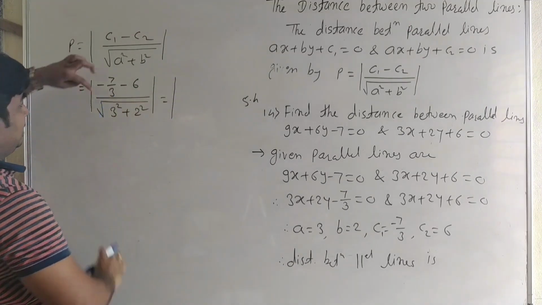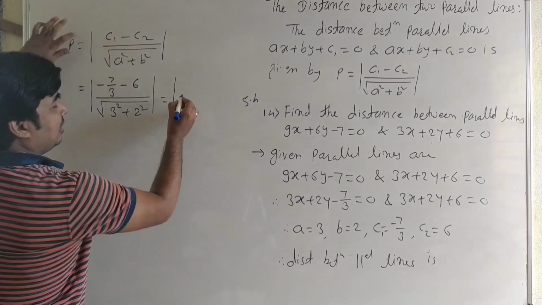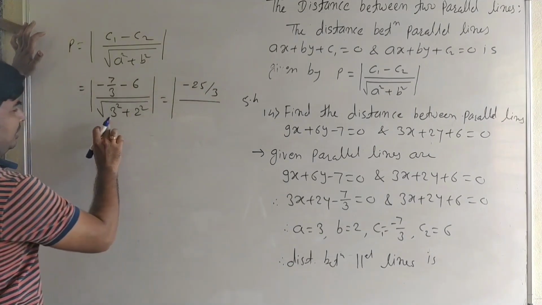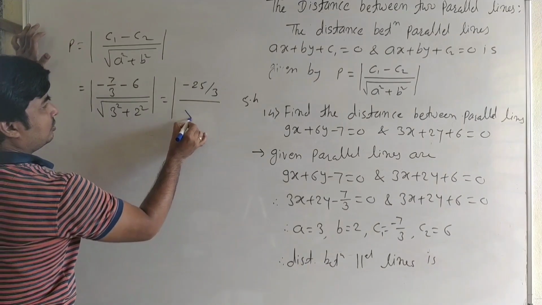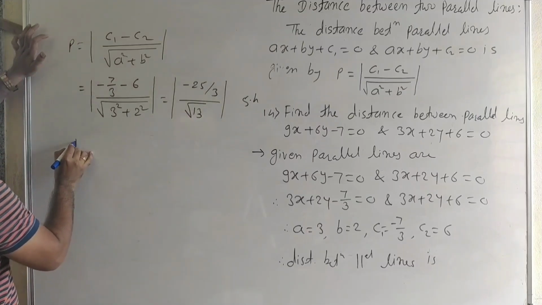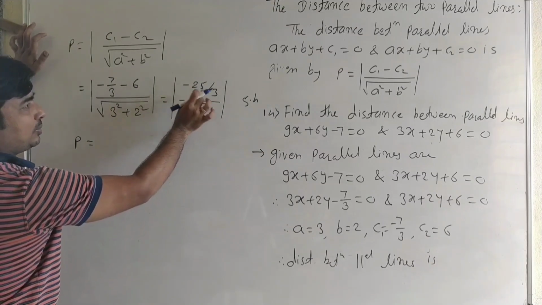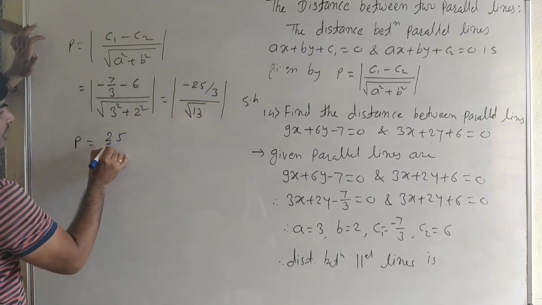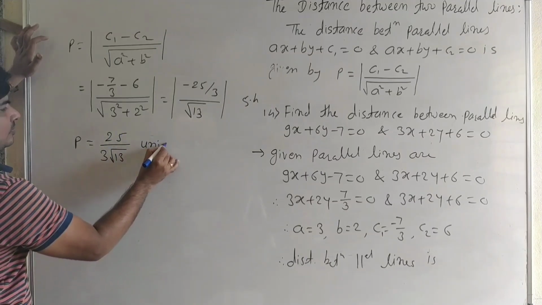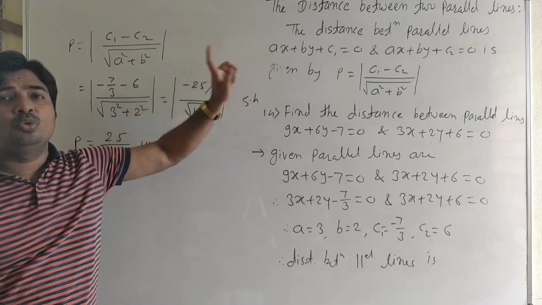Now calculate this. 3 into 6 is 18, and minus 18 minus 7 is minus 25 by 3, upon 9 plus 4, which is under root 13. The distance is taken as a positive modulus, so the distance between the parallel lines is 25 upon 3 under root 13 units. It is a distance, so we take it as positive. This is the distance between two parallel lines.